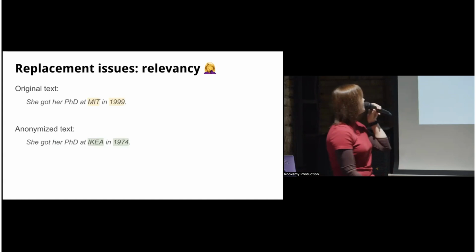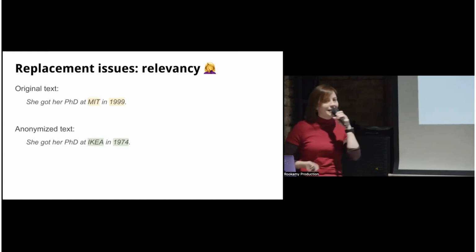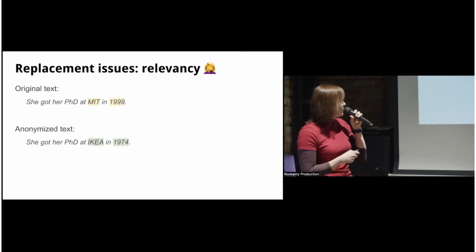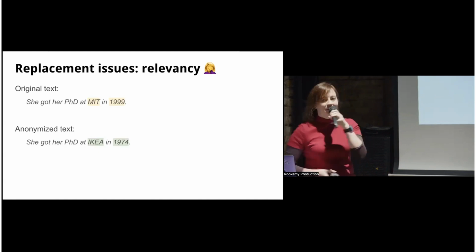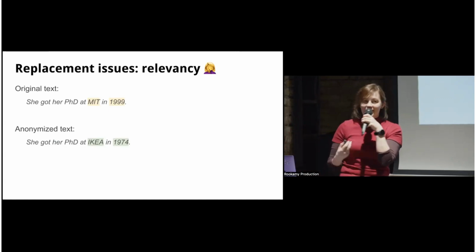Another one: she got her PhD at MIT in 1999, can be changed to she got her PhD at IKEA in 1974. So it correctly identifies MIT as an organization and replaces it with a different organization, but not that kind of organization, right? Which again can corrupt your data.